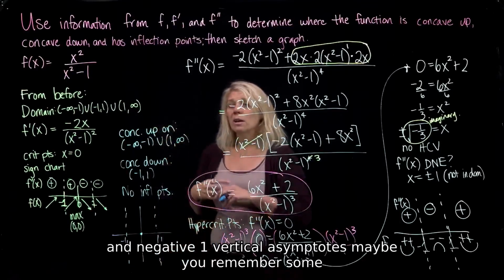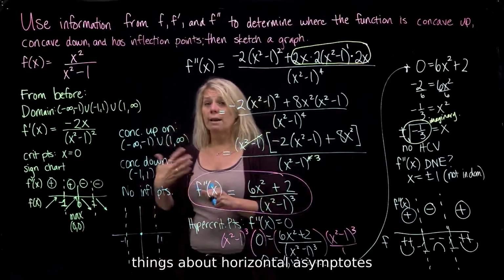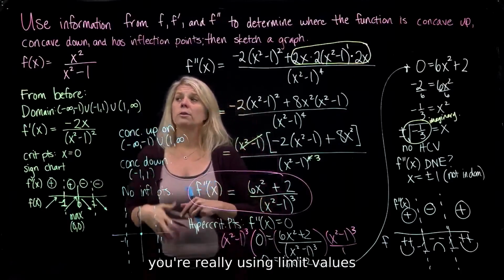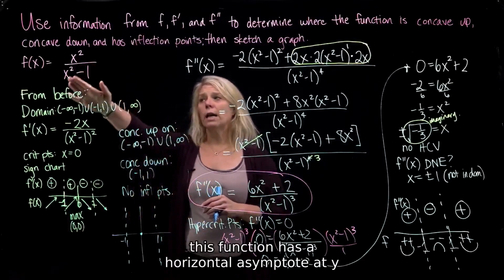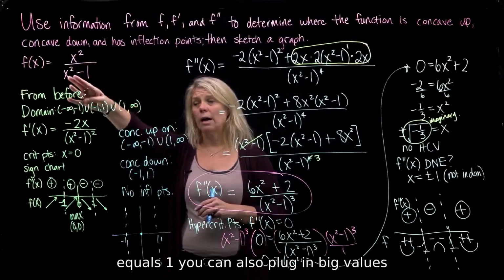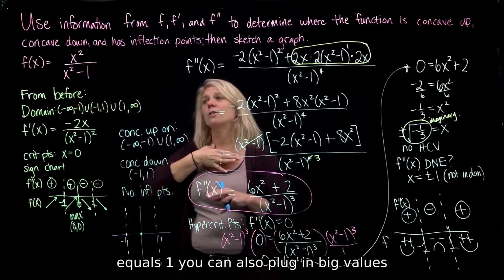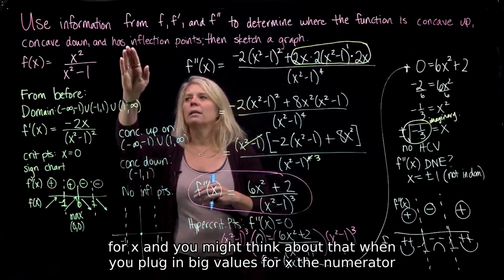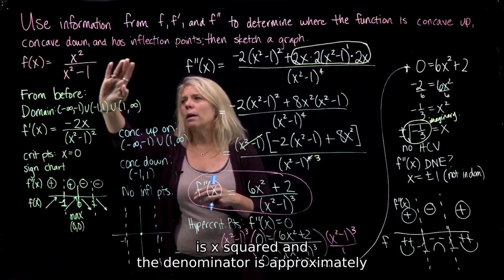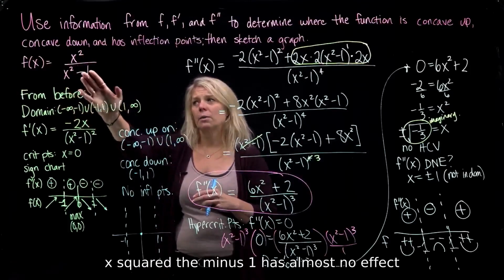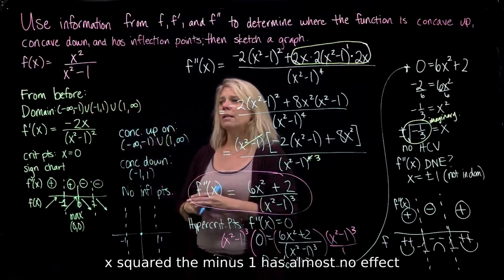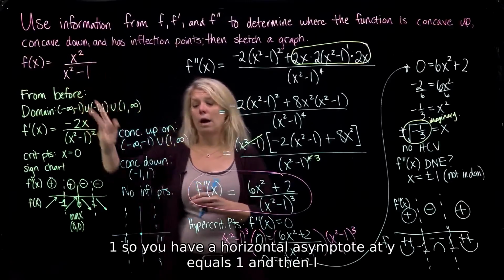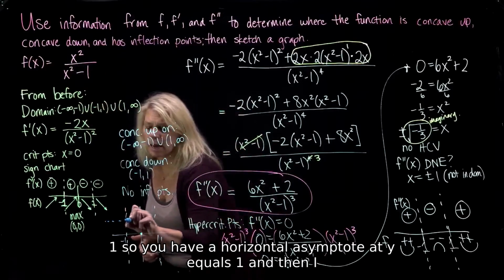So vertical asymptotes. Maybe you remember some things about horizontal asymptotes. You can also think about what happens when x is large, so you're really using limit values. This function has a horizontal asymptote at y equals 1. You can also plug in big values for x, and when you do, the numerator is x squared and the denominator is approximately x squared. The minus 1 has almost no effect when x is really large, so the function is approximately x squared over x squared, or 1. So you have a horizontal asymptote at y equals 1.